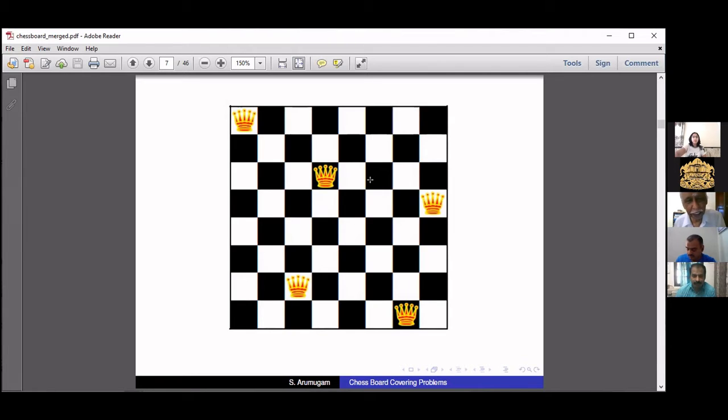Okay, I can then ask the next question. What's the maximum number of non-attacking queens you can place on this chessboard? What do you think is the answer? This corresponds to the independence number in graph theory language, the maximum cardinality of an independent set. So what is the maximum number of mutually non-attacking queens we can place on the 8x8 chessboard?